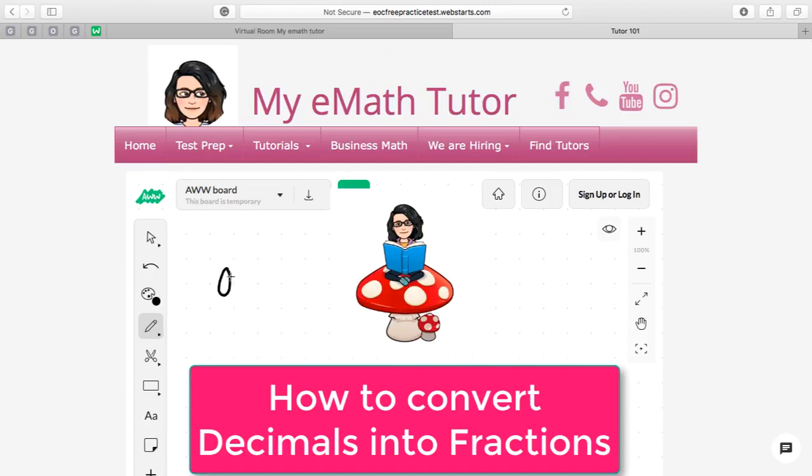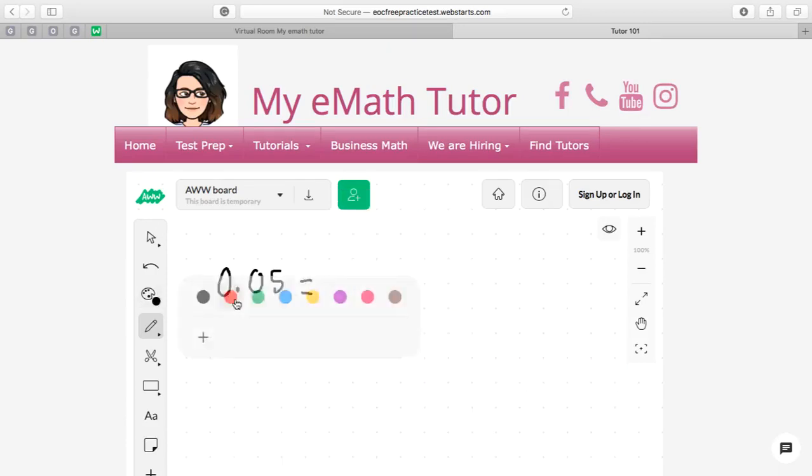So let's say that you have 0.05 and you want to convert this decimal into a fraction. Well, this is very easy. You grab the number 5 and then you find out how many decimals you have after the point. In this case it's 1, 2. So I'm going to do 5 divided by 100.